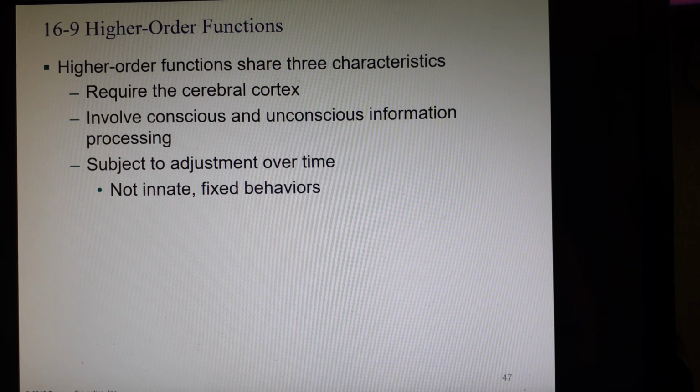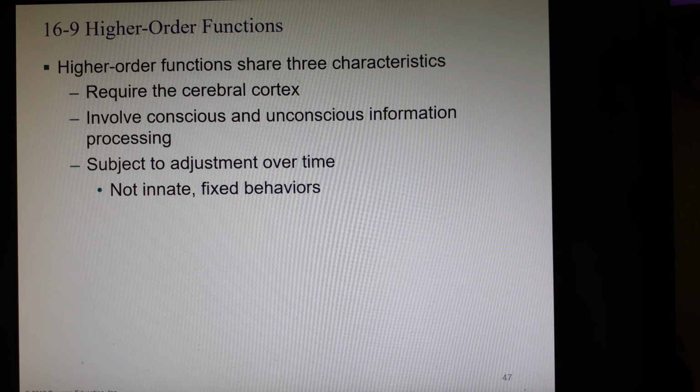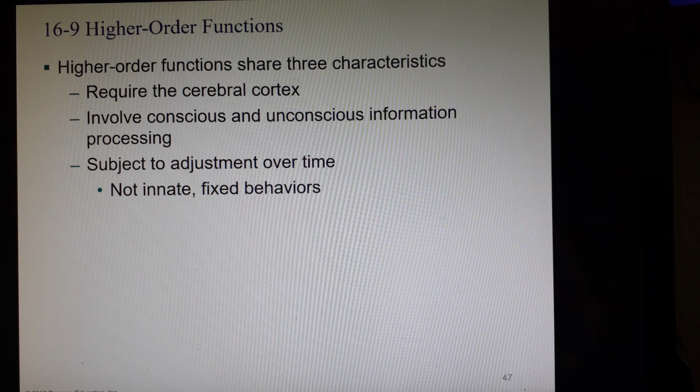I'm going to very quickly finish off this chapter with the higher order brain functions. There's not very many slides here. These are functions of the brain that are the sum of its parts. It takes many brain regions to accomplish these particular jobs, so they require the entire cerebral cortex. It can involve both conscious and unconscious information processing, and you get to adjust this over time, which means you're not born with these higher order functions, you develop them. So they are not innate fixed behaviors or instincts. Instead, they are learned behaviors.